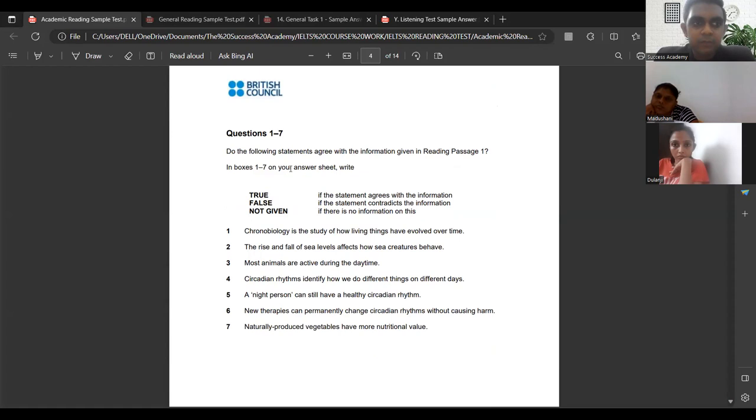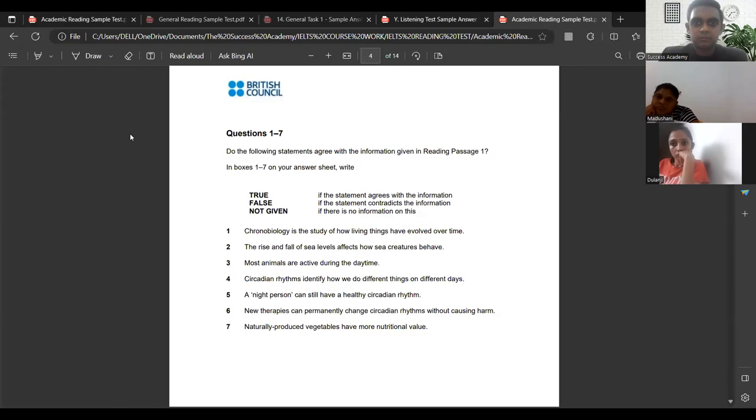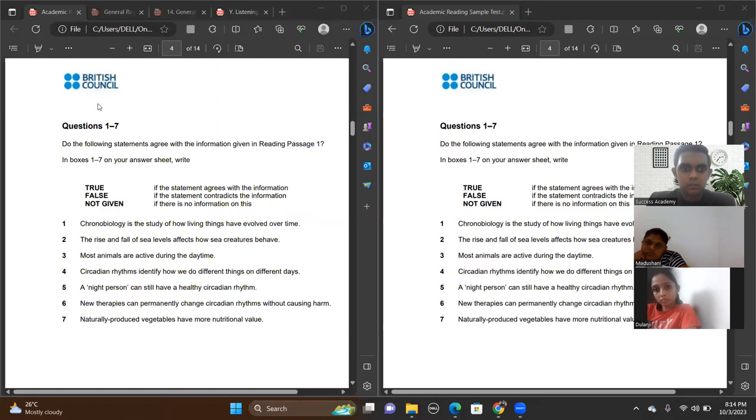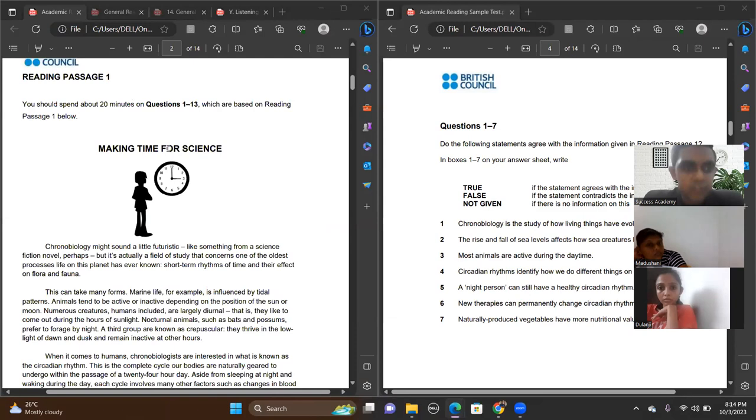All right. So let me compare screens. All right, so I hope you can see both my screens, right? I'm doing a dual sharing thing here. Now you will see, spend about 20 minutes on questions 1 to 13, reading passage 1.